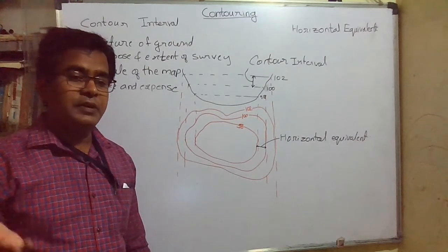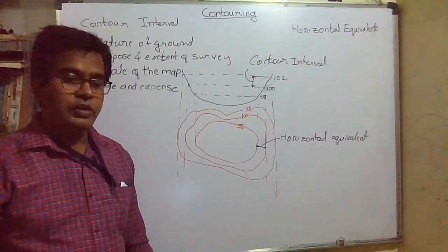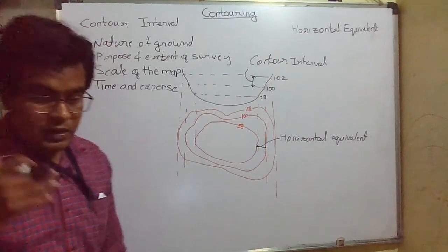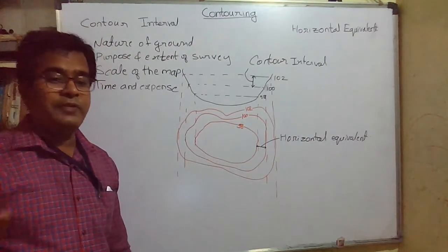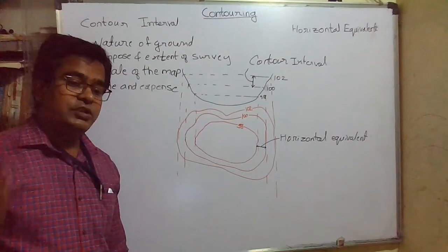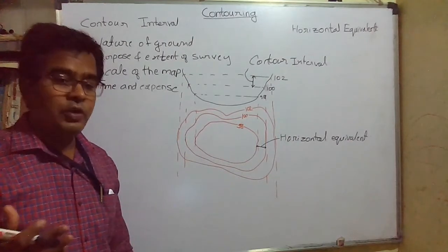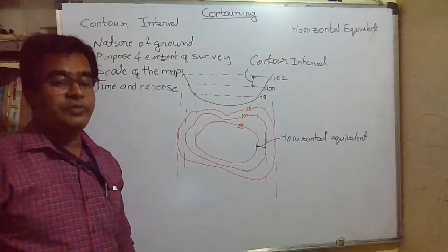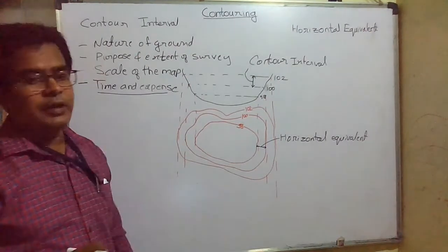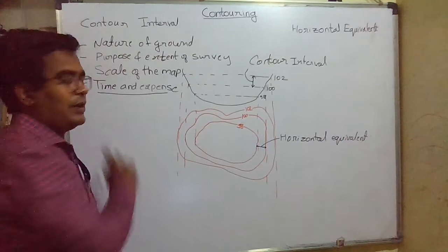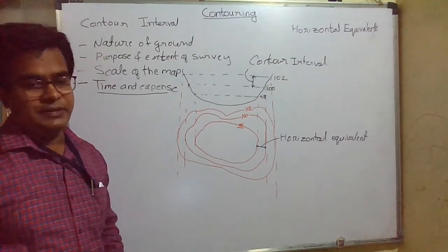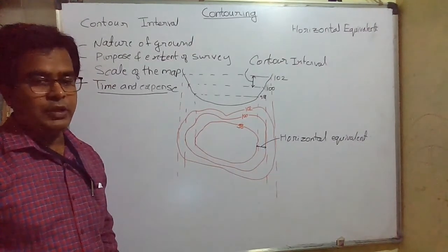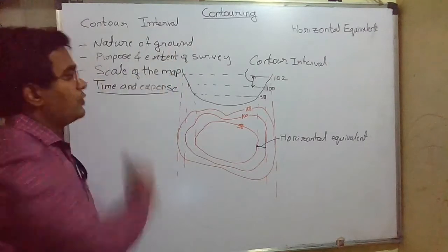If expense is more, then we can spare more days. If expense is less, then we have to finish it in less time. Also, expense is based on the type of instrument we are using. Contour interval also depends on the time and expense required. Okay, so these are all four factors on which contour interval depends.